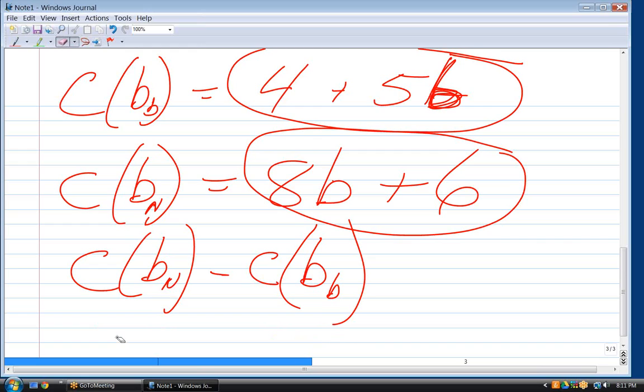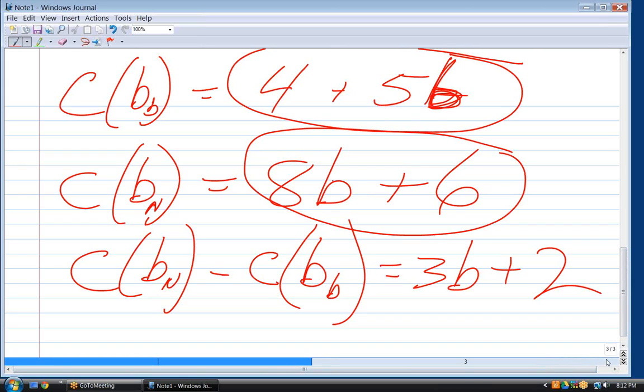Okay. Let's see, it's going to be 6 minus 4, that's going to be a 2. And then 8b minus 5b is going to be a 3b. So 3b plus 2. The other way you can look at that is, since everything's positive, there's no negative signs to worry about, let's just subtract the b's and I get 3b. Let's just subtract the numbers. And there you go. Okay.